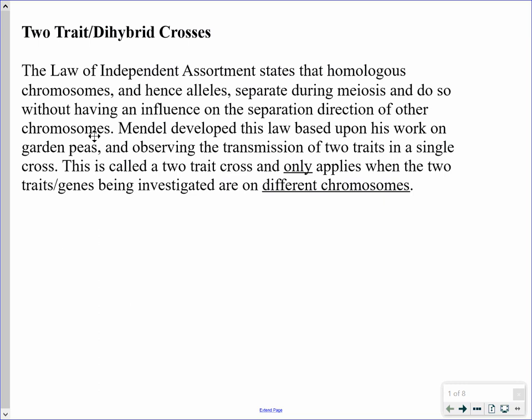In fact, this does depend upon the genes being on separate chromosomes. And if you think back to the process of meiosis, we did see this process of independent assortment that does take place during metaphase 1 of meiosis, and this is where the chromosomes do line up independently of each other. So again, what we have taken a look at already are single trait crosses.